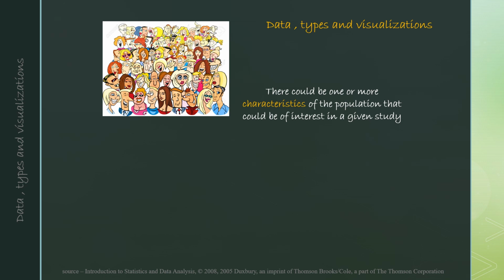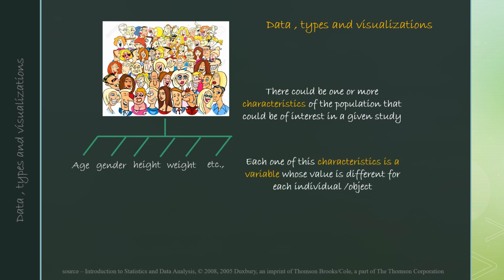There could be one or more characteristics of the population that could be of interest in a given study, like age, gender, height, weight, etc. in a population. Each one of these characteristics is a variable whose value is different for each individual or object.